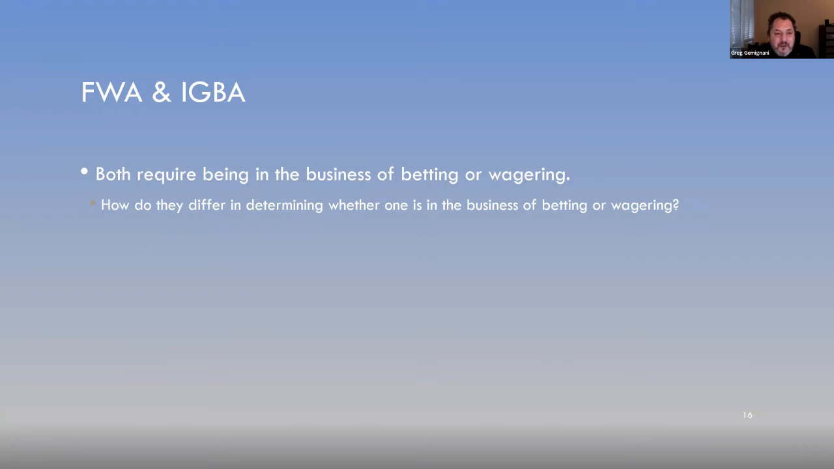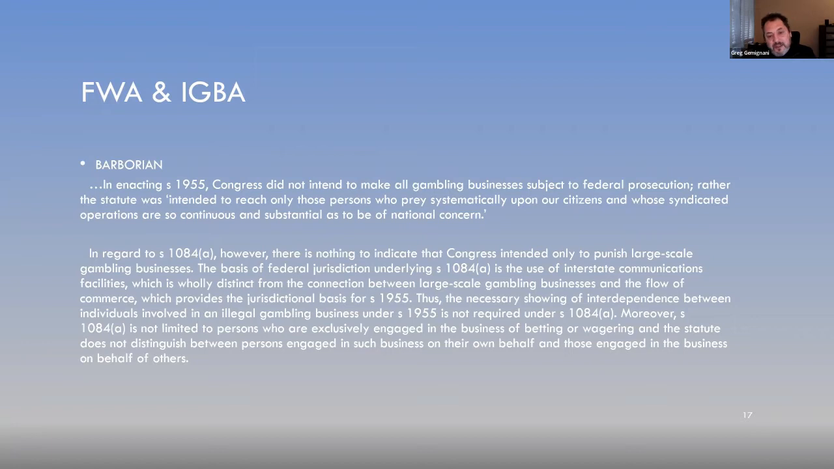So how do these two statutes differ? You kind of saw this in the Scavo opinion, or Barborian, sorry. I should have used Scavo's, but take it back, it was at Scavo. Well, remember under Barborian, which is actually citing Scavo, you just have to be providing something that's integral, or something on a continuous and substantial basis. Right?